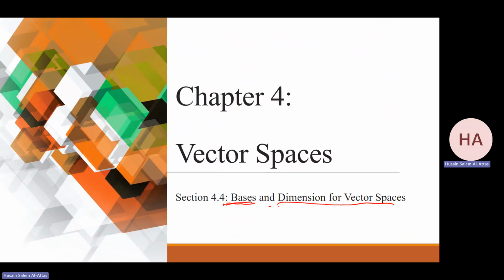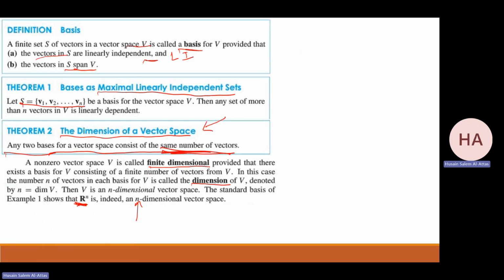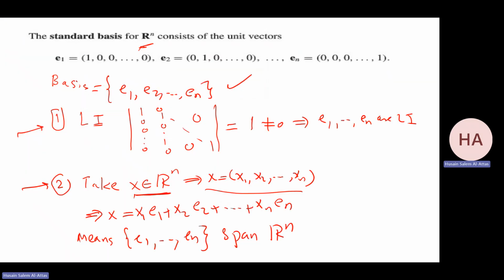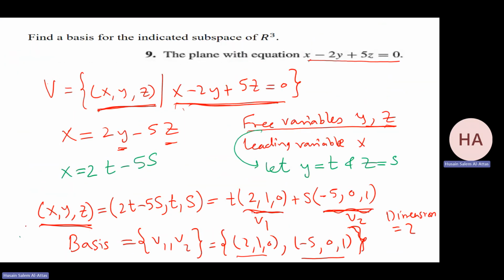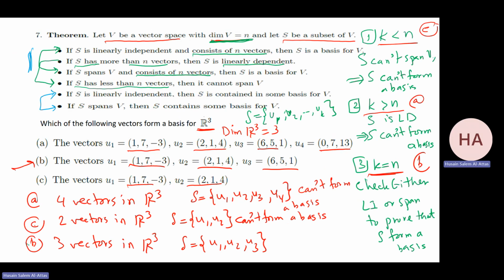We have the basis and the dimension for a vector space. Basis means what? I have a set of vectors where they specify two things. They are linearly independent and they span the vector space. And the dimension is the number of elements in that basis. And we did many examples, and we have these three cases.